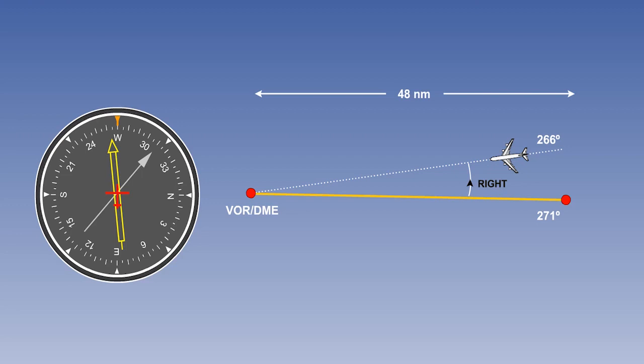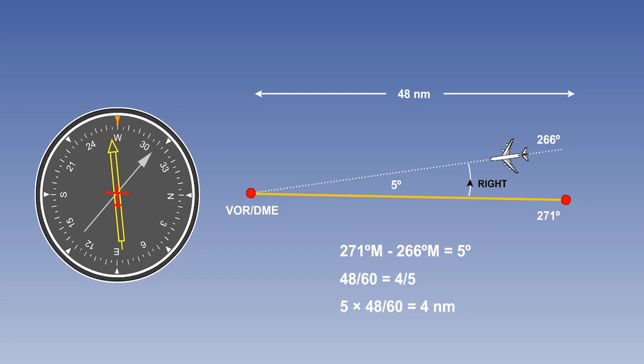266 is 5 degrees difference from 271. So if we were at 60 miles, we would be 5 miles right. But we are at 48 miles. 48 is 4/5 of 60. With only 4/5 the distance to go, we are only 4/5 the distance off. We are 4 miles right of the centerline.